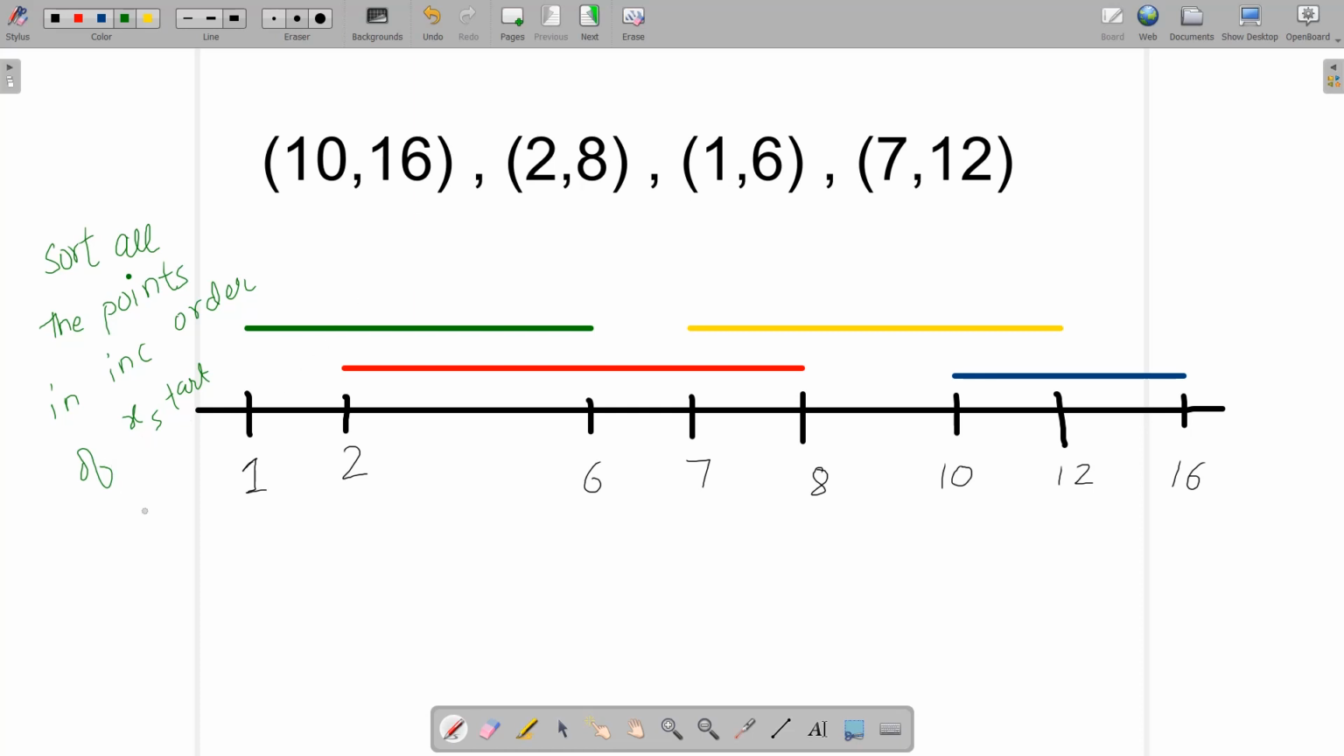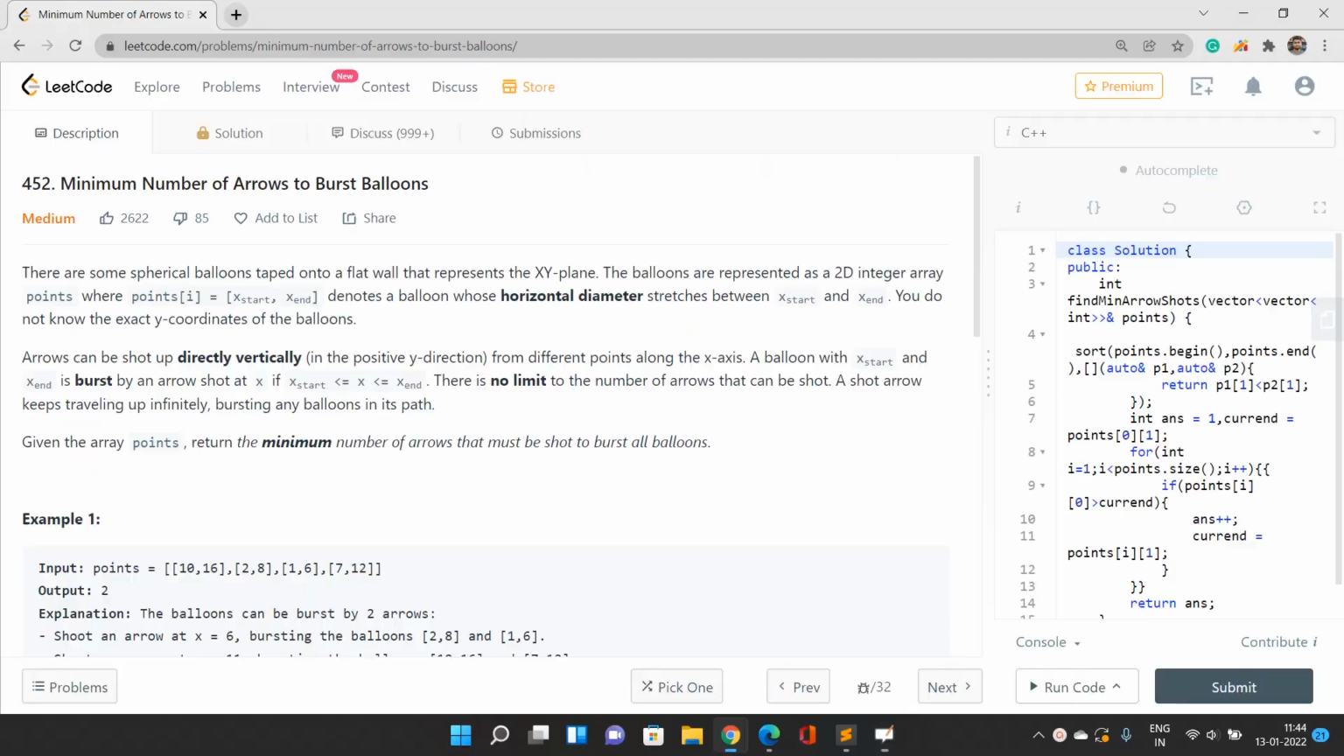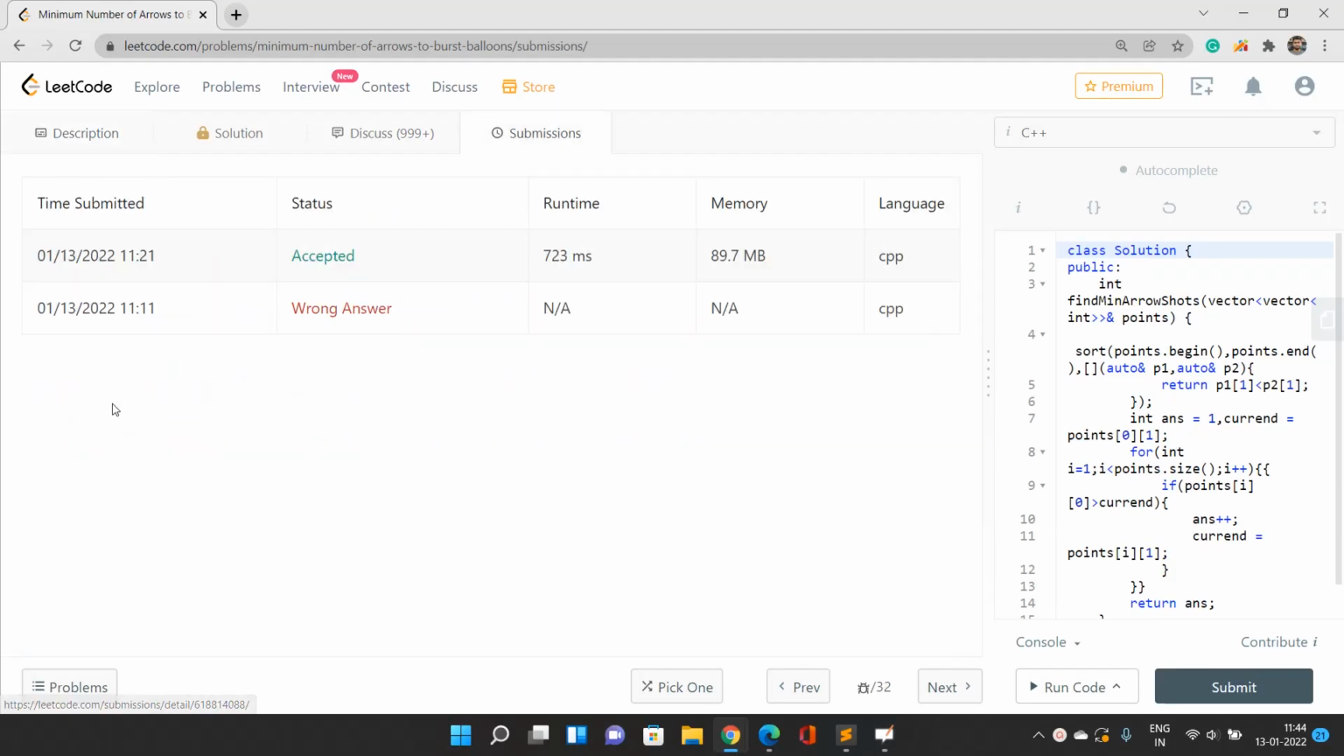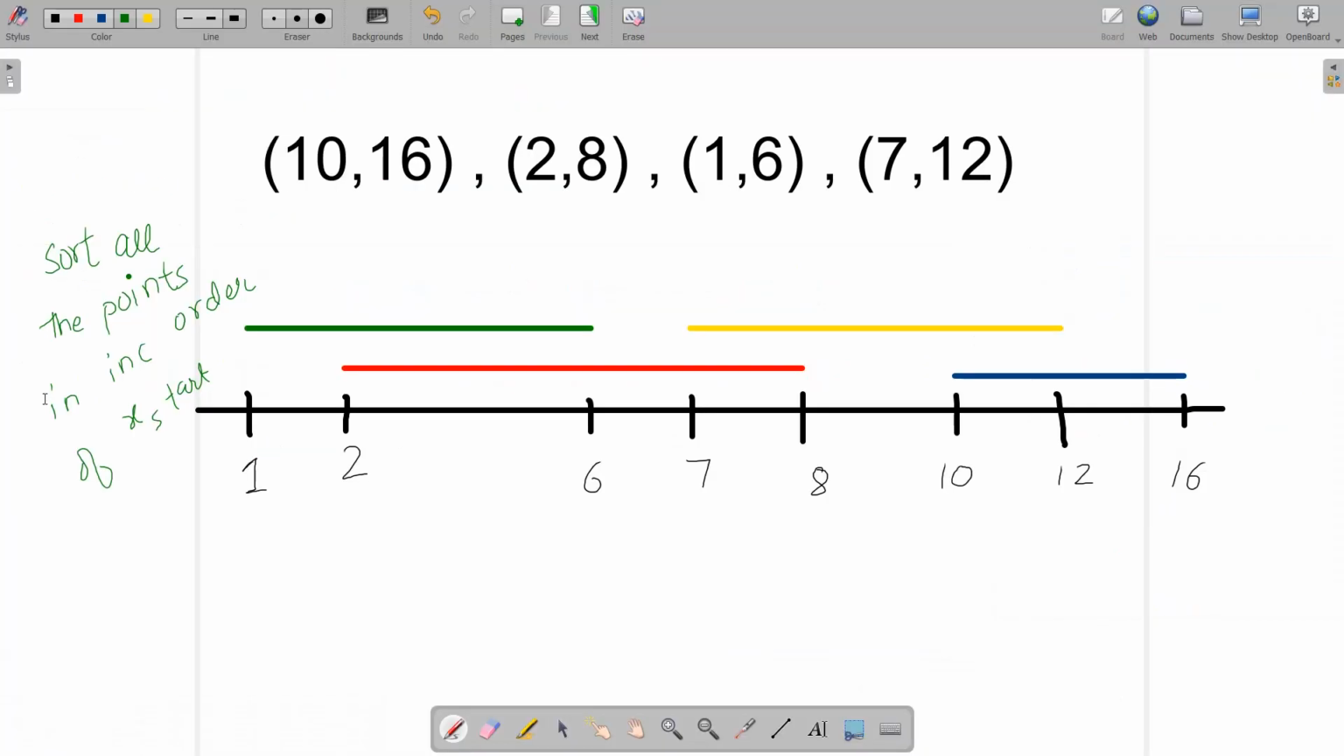So what I did was sort all the points in increasing order of x start. This was my first approach, but it gives the wrong answer, and only 21 or 22 test cases passed. If you look at my submissions, you can see the first was a wrong answer. Later on I corrected it because I found the mistake.